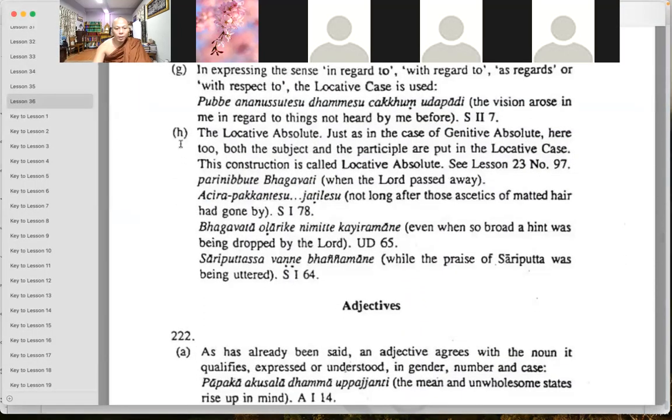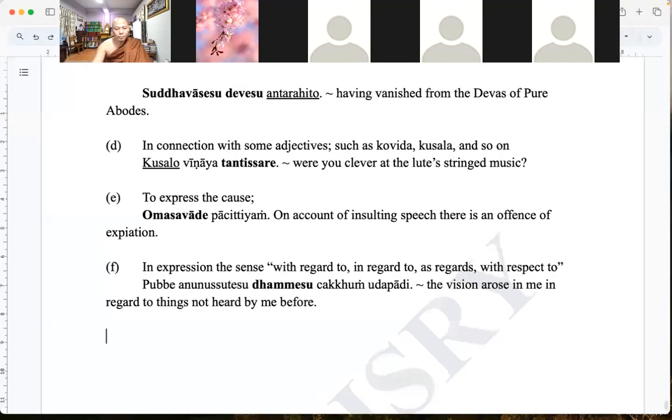And then now the last one is locative absolute. Locative absolute, also under the genitive, we already learned completely back here.